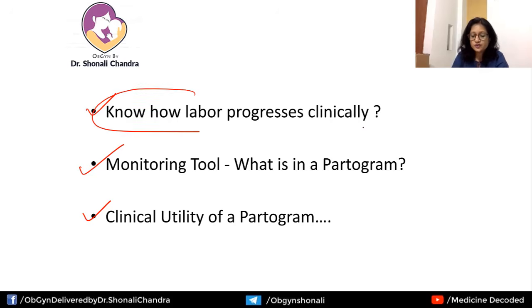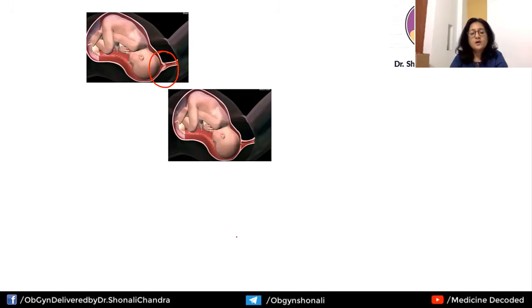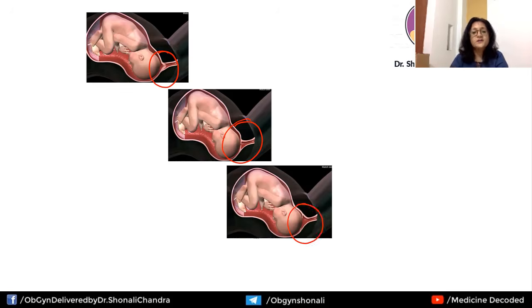So let's answer the first question: how does labor progress clinically? Initially the cervix is long and the os is closed. Once the uterine contractions start and labor begins, it is these contractions which are the driving force behind labor. The contractions push the baby's head down, and they help in effacement and dilatation of the cervix. As labor progresses, the cervical length shortens, right? So it gets effaced, and thereafter the cervix has to dilate from being closed to about 10 centimeter dilatation.